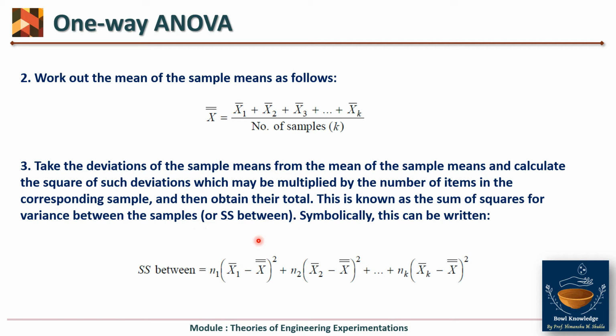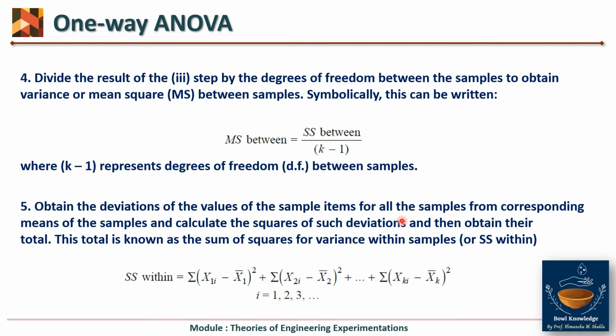So what is the variance? It is between sample 1, sample 2 and sample k, the variance among the k samples. And step number 4: we have to divide the result of step number 3 by degrees of freedom. Now this is an altogether different concept. Let me explain.